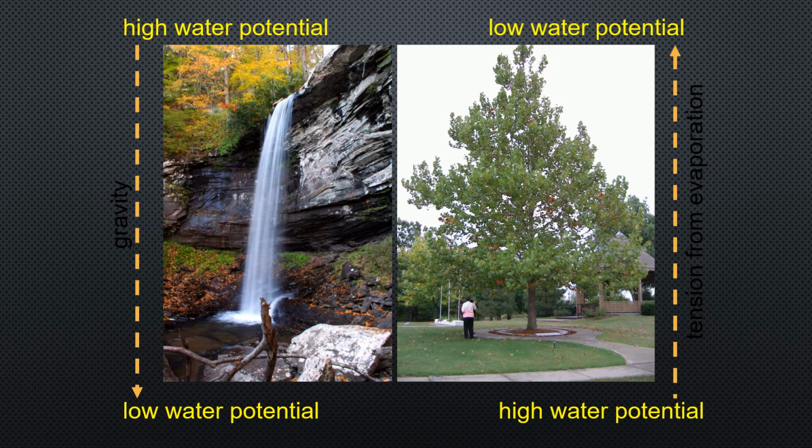So if you think about a waterfall, all the water up here at the top has a really high water potential, and then it is all released so that at the bottom now we have low water potential. And in a plant, there's high water potential in the roots, and then as it moves up the plant, it loses energy, and at the very top, when we have the release through transpiration, we have low water potential.